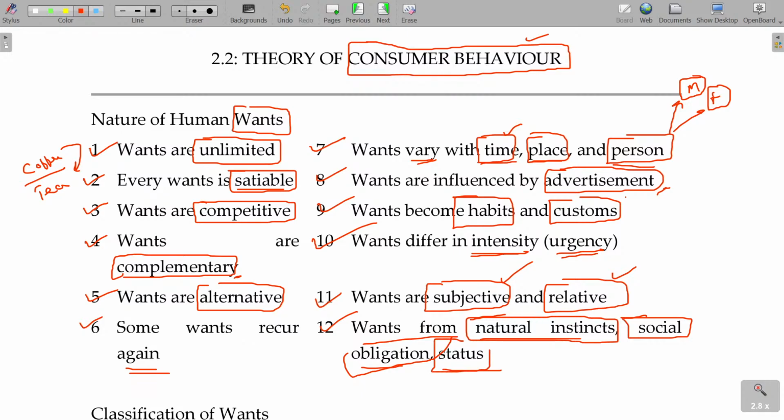And status will also be a reason for the nature of human wants. Is that okay? Come on, make note of it.